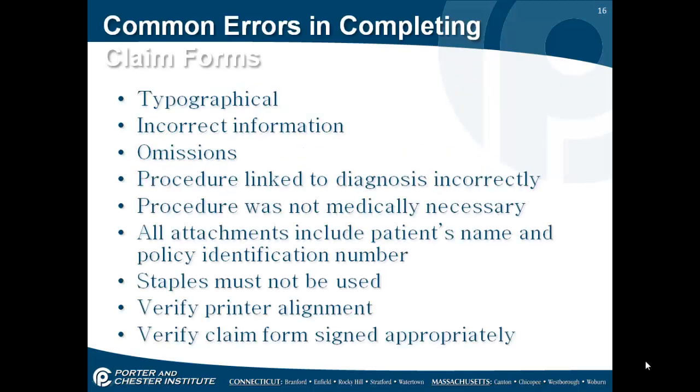Common errors in completing a claim form. There's typographical, which is incorrect information, and omissions, where you forget to put something. The procedure that's linked to the diagnosis is incorrect. The procedure was not medically necessary. All attachments must include the patient's name and policy identification number. Staples must not be used. You must verify that your printer is aligned. Verify that the claim form is signed appropriately.